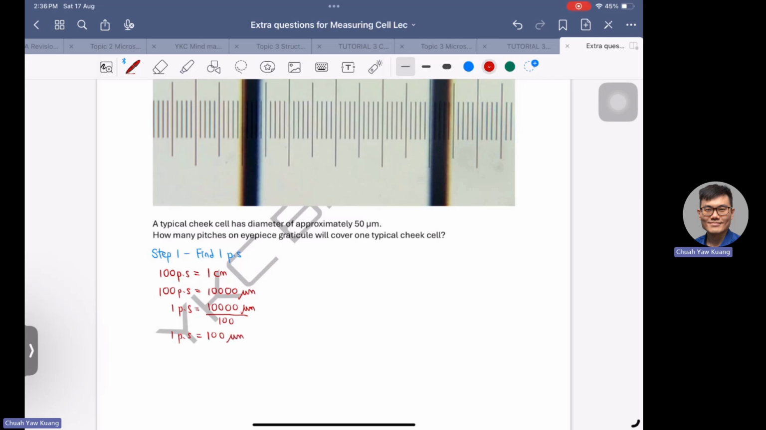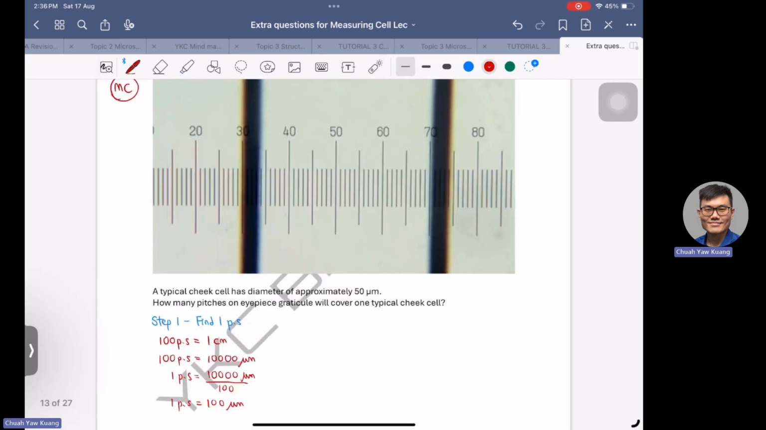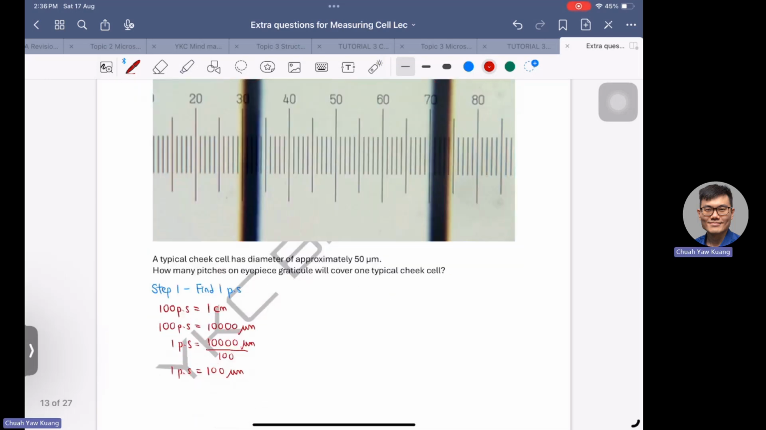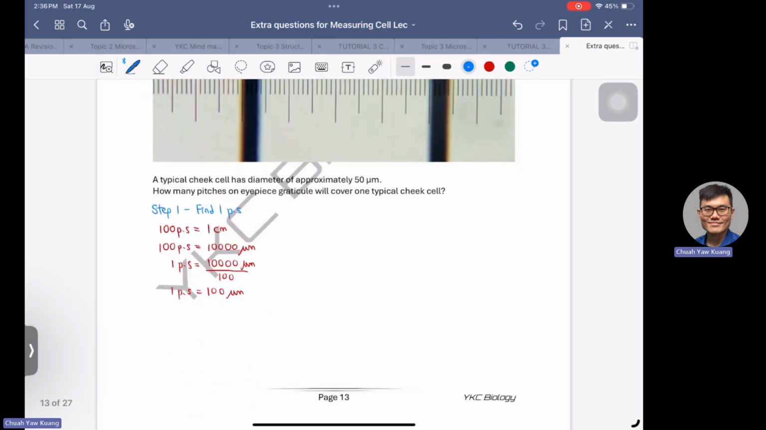That is the end of step number 1. Now we know that from here to here, 1 pitch on the stage micrometer equals 100 micrometer. This is what we have calculated. Maybe I will just draw it out. This equals 100 micrometer, which is 1 pitch on the stage micrometer. Then next, we'll move on to step number 2.